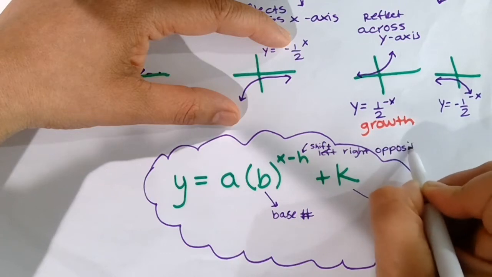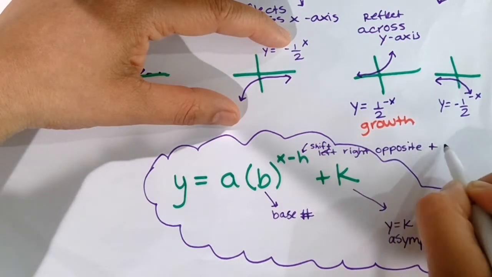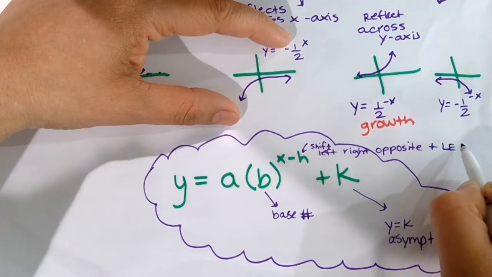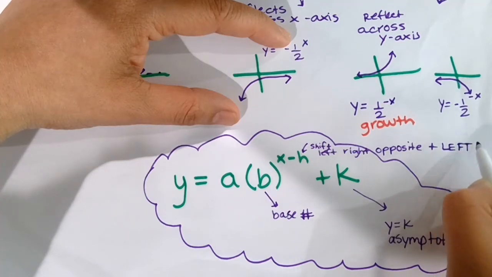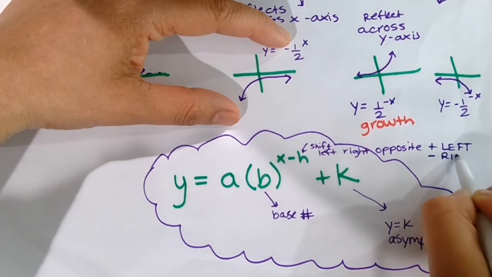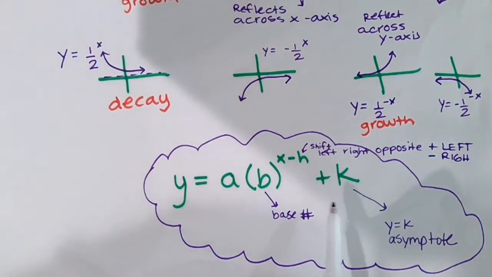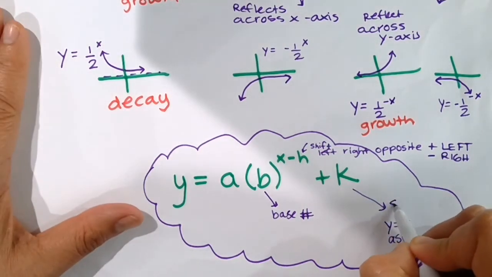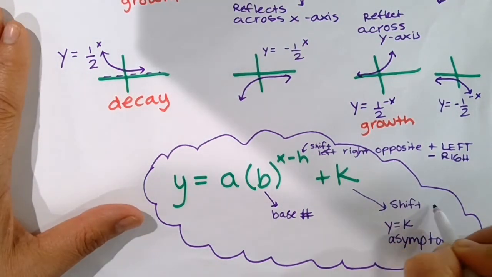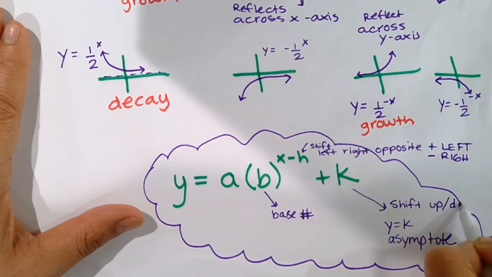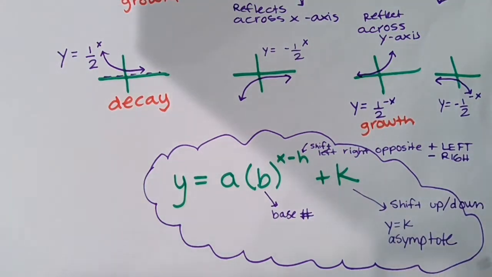So if it's positive, you're going to shift left. And if it's negative, you're going to shift to the right. Almost like a vertex, but they don't call it the vertex. And this k value is going to shift you up and down. And you'll see what I mean by that in a minute. So just go ahead and write that down. Also, this k value will actually be where your asymptote is going to be. Okay, so take a minute, copy that down.